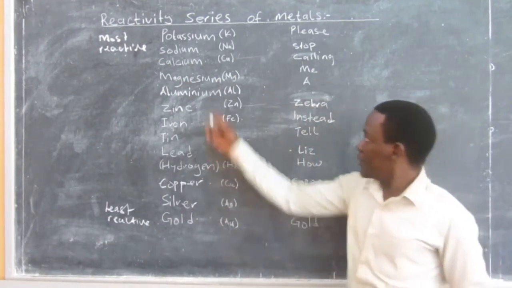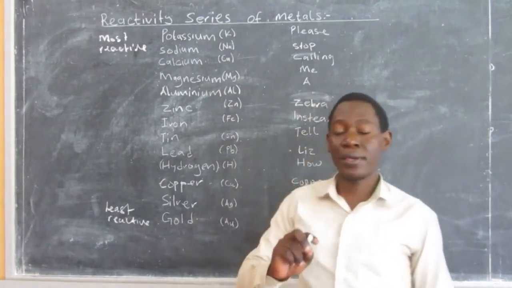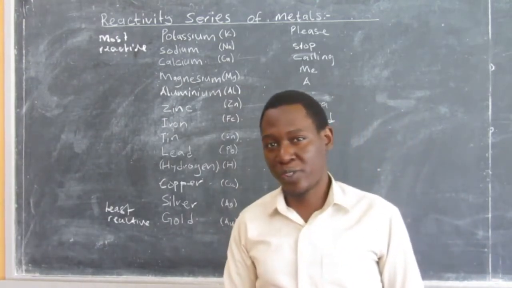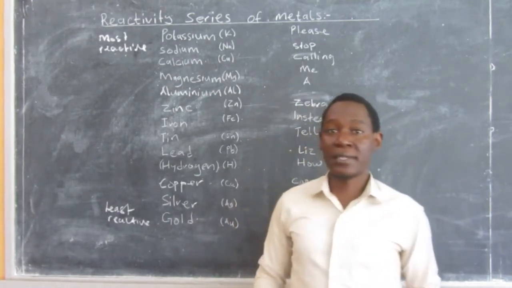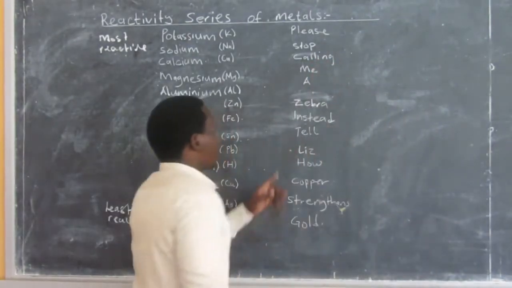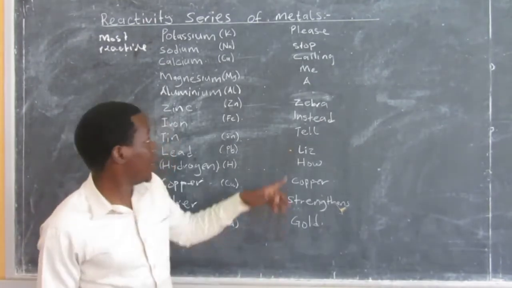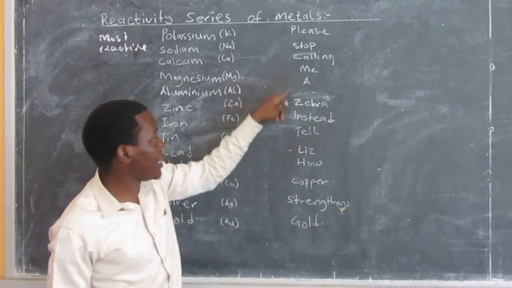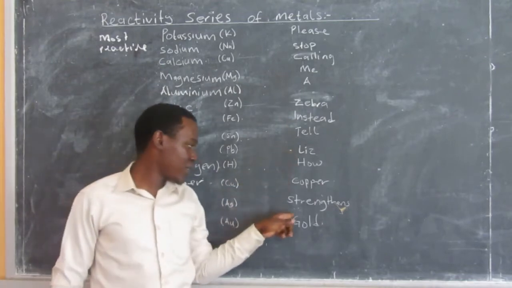Now, these elements are very useful in chemistry. You need to memorize them when you're going to deal with any type of chemical reaction. Is it okay, my dear students? Meaning that you need to find ways of memorizing these elements. That's why we came up with mnemonics which we can use to memorize them. Take an example. Here we have: please stop calling me a zebra. Instead, tell Liz how copper strengthens gold.